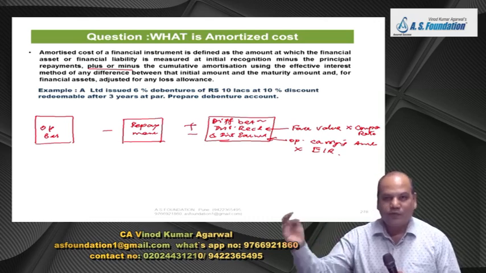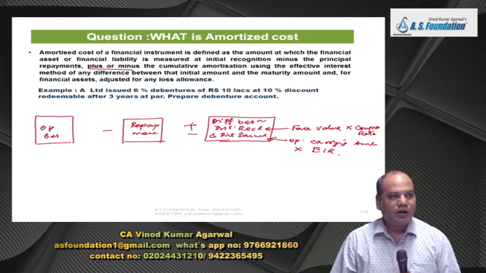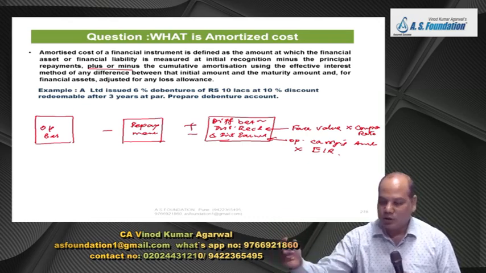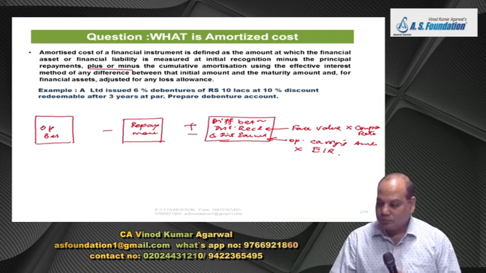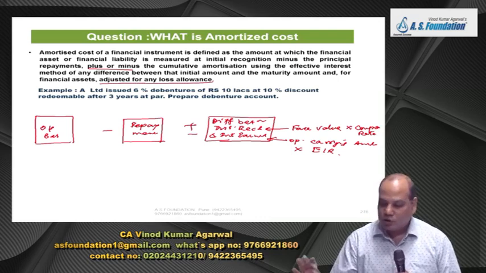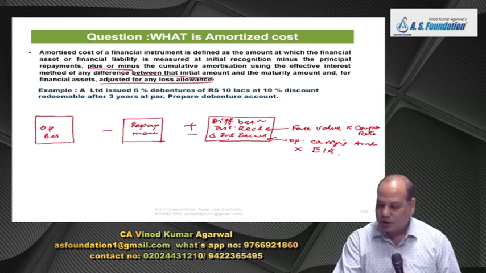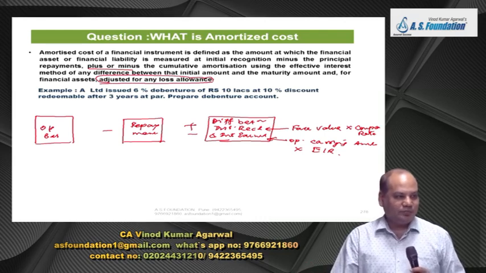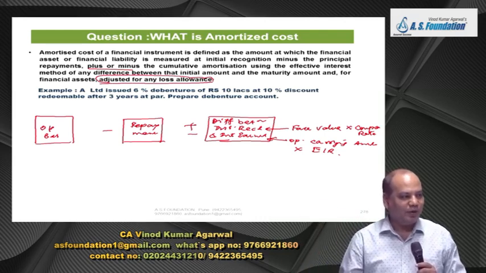And at the end of the period, once the entire life is over, your carrying amount becomes equal to maturity proceeds, using the effective interest rate method, of any difference between that initial amount and maturity amount, and for a financial asset adjusted for any loss allowance. This loss allowance we will discuss later in the impairment part. Today there is no impairment, okay?